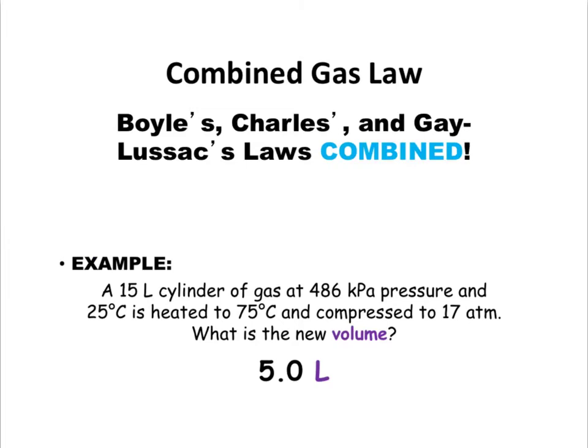So let's look at an example of a combined gas law problem. It says a 15-liter cylinder of gas at 486 kilopascals pressure and 25 degrees Celsius is heated to 75 degrees Celsius and compressed to 17 atmospheres. What is the new volume? So it's important to note here that you have to figure out that this is a combined gas law problem. You can see that there's volume involved, there's pressure involved, and there's temperature involved. And because all three are important, that means we're going to need to use the combined gas law of P1V1 over T1 equals P2V2 over T2.